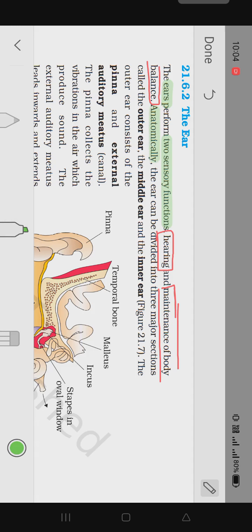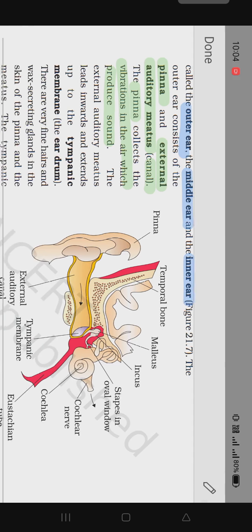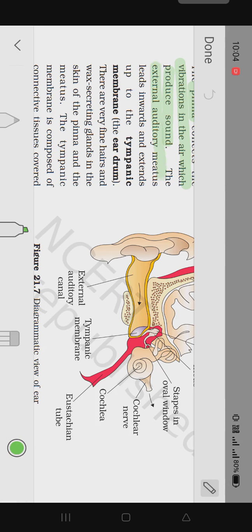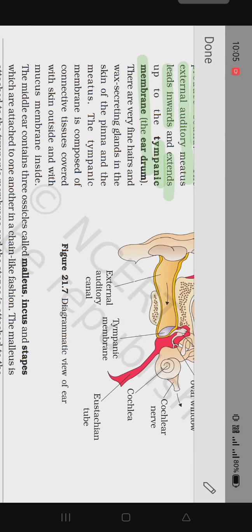Now, anatomically, that is structurally, the ear can be divided into three major sections. I have told that to you guys: outer ear, middle ear, and inner ear. And we have seen that the outer ear comprises the pinna and the external auditory meatus, also known as the canal. Now, the pinna collects all the vibrations in the air which produce sounds. Second thing is that the external auditory meatus leads inwards and extends to the tympanic membrane. We have understood this. There is nothing high quality mathematics in this. It is very easy to understand.